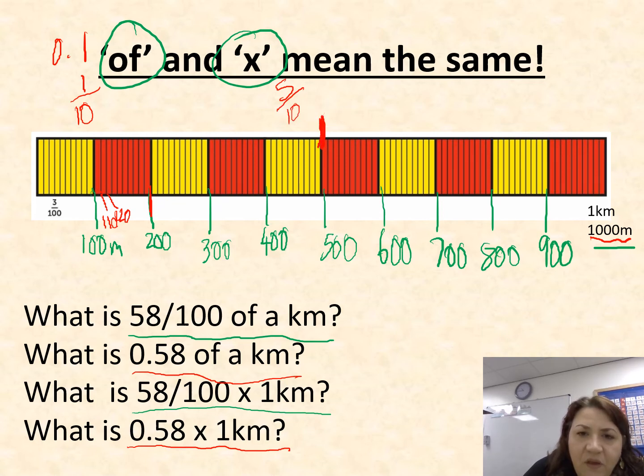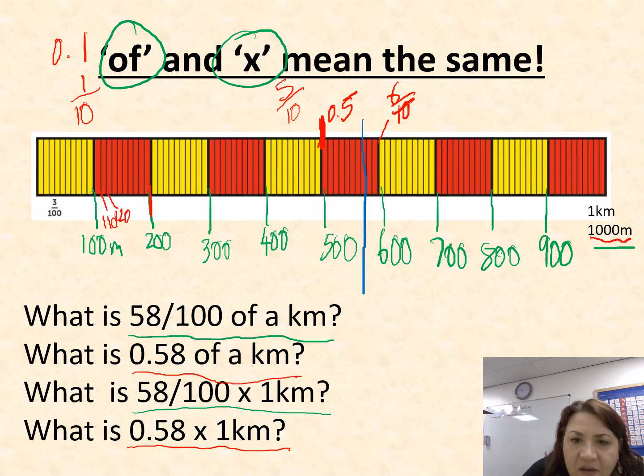Okay, hopefully this is making it a little bit clearer now. So I want 58 out of 100, which is going to be between our 5/10 and our 6/10, because we're now looking at the individual lines, because they're the hundredths. So 58 out of 100 would be, let me choose another colour, would be here. 58 out of 100.